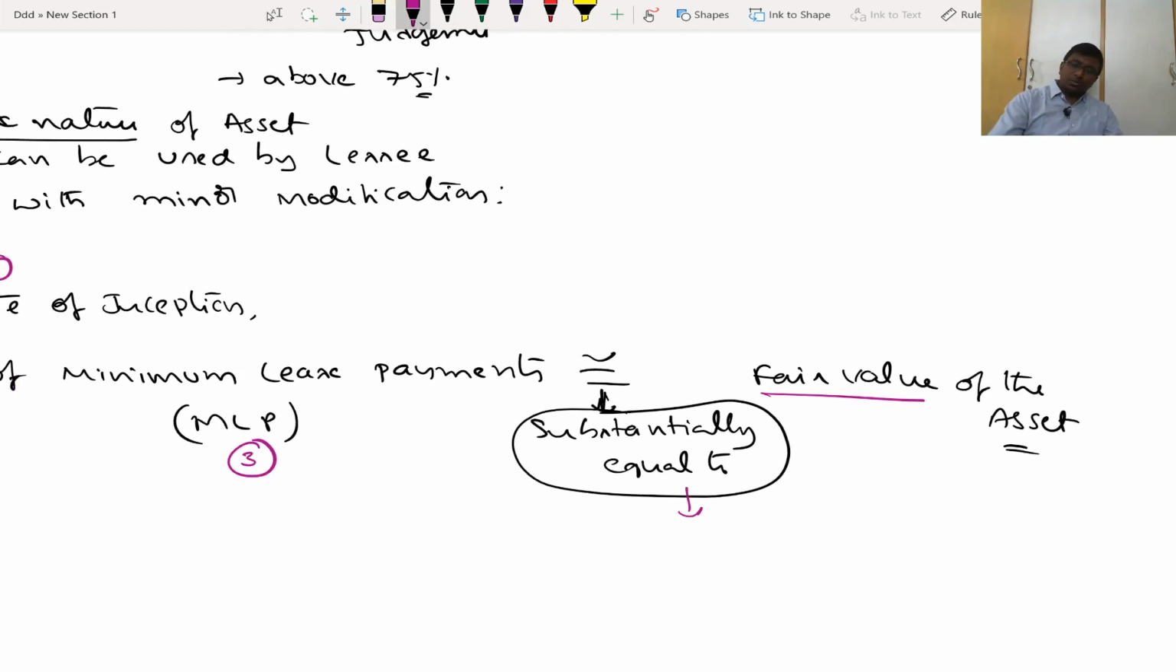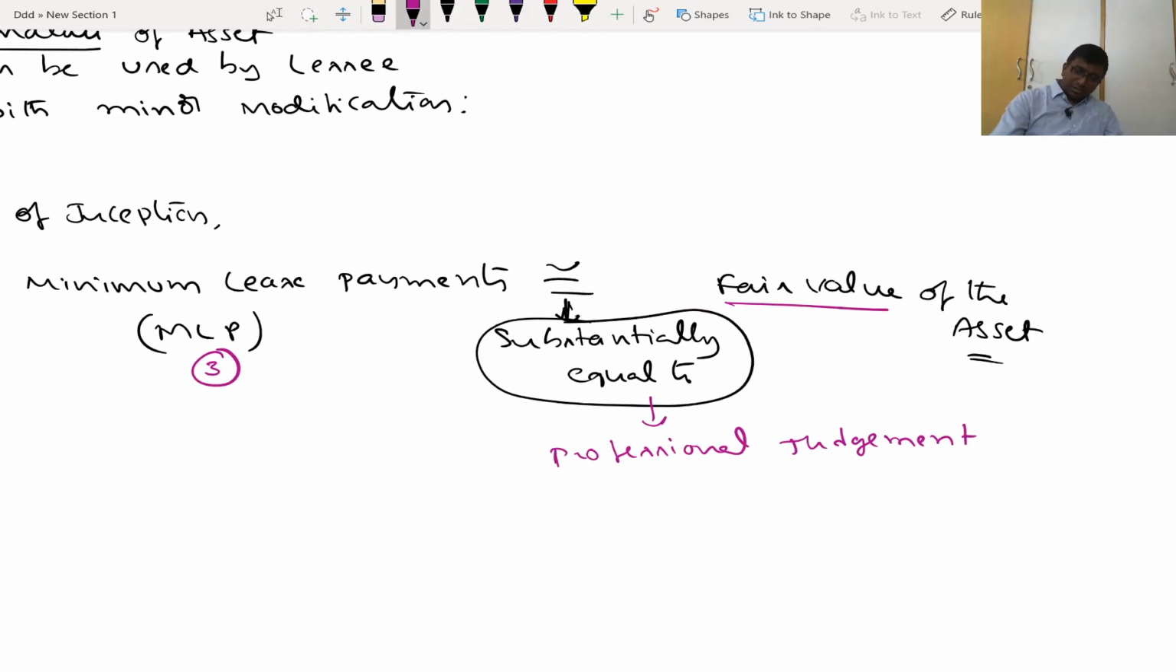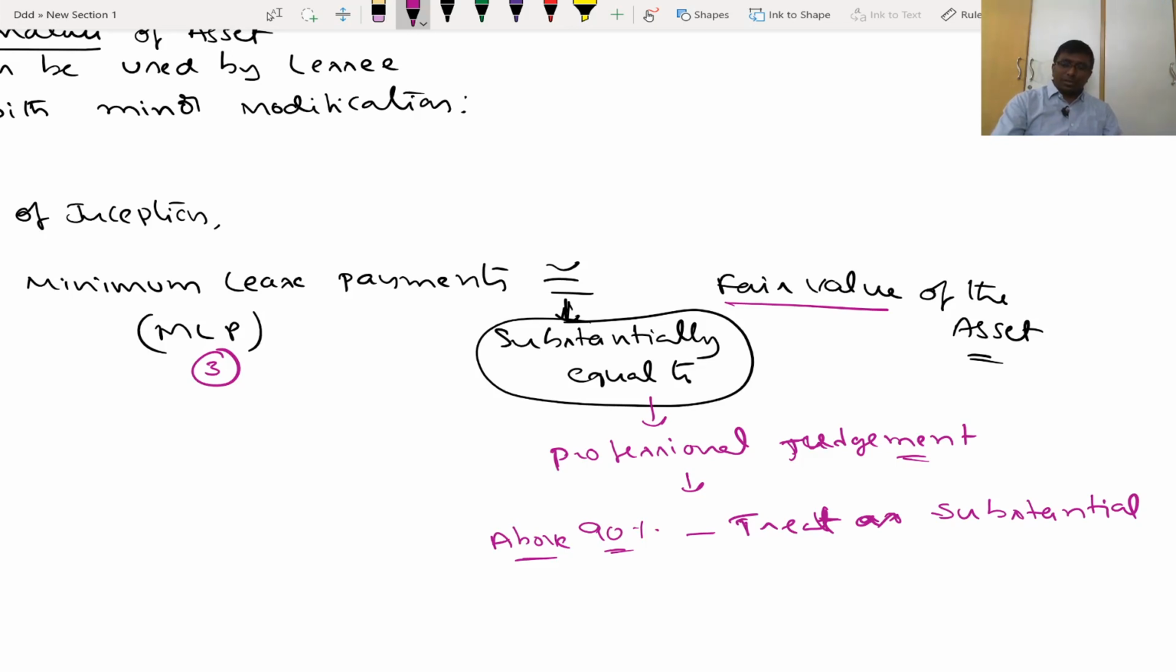Substantially equal to. What do you mean by substantially equal to? This is also professional judgment. Generally, in my professional judgment, above or equal to 90% we'll treat as substantial. It's up to me. If somebody says 95% or above, let them say so, that's their judgment, we don't disturb them, no argument on that. Equal to or above 90%, we will treat it as substantial.